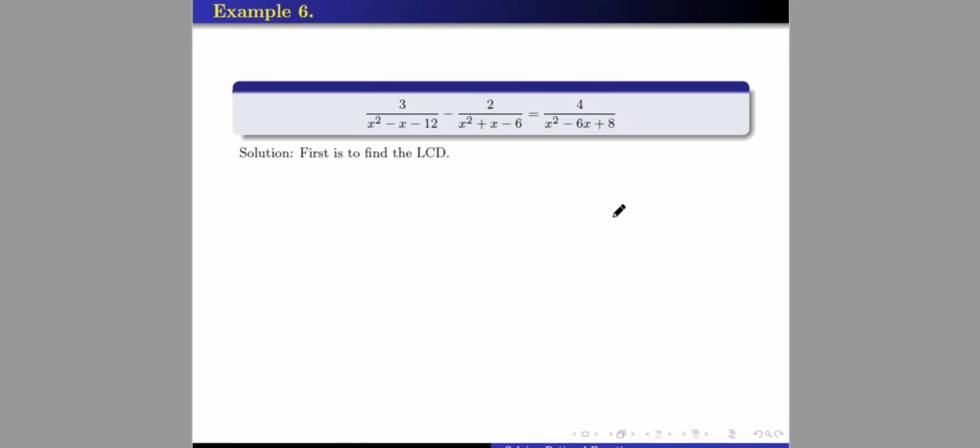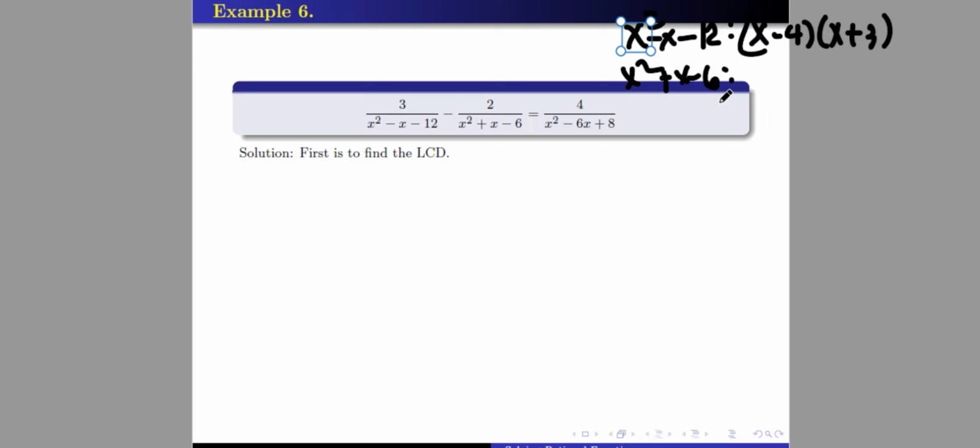Okay, next we have this. So we'll factor everything. First we have x squared minus x minus 12. This is factorable. We can factor this as x minus 4 times x plus 3. Next is x squared plus x minus 6. We can factor this. So we have x plus 3, so I will write it here, the x plus 3 column, and x minus 2. So I will write it on another column.